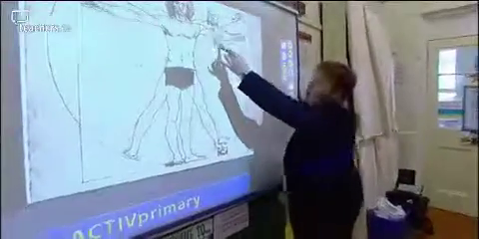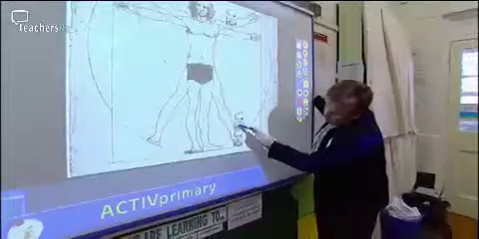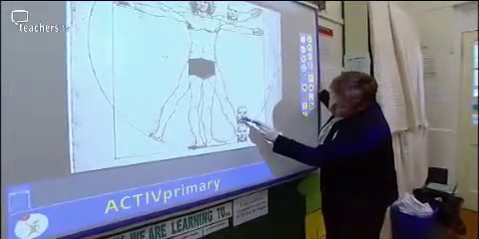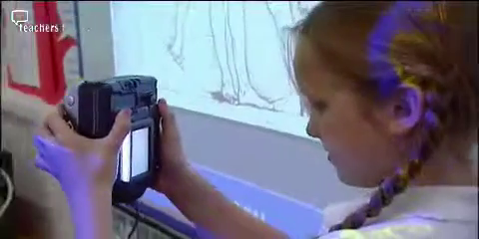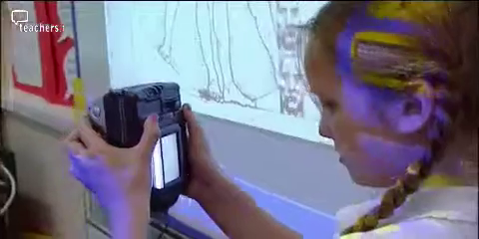Today, the pupils are investigating Da Vinci's proposition that the length of our face fits exactly 8 times into the height of our body. We're going to, first of all, take pictures of ourselves. Now, you have to stand exactly like the drawing. Now, you're going to have your feet together and your arms horizontal, okay?